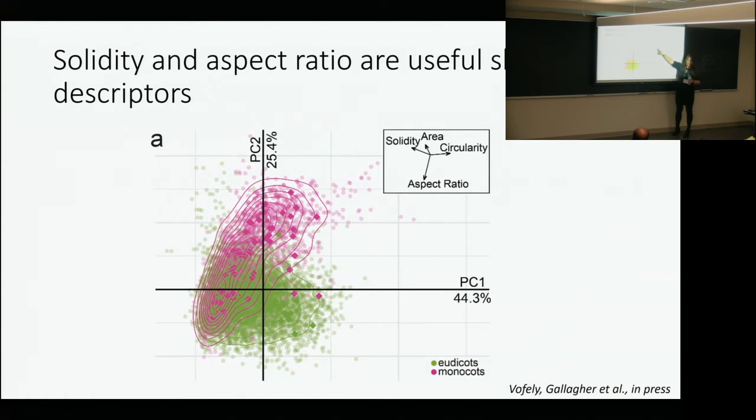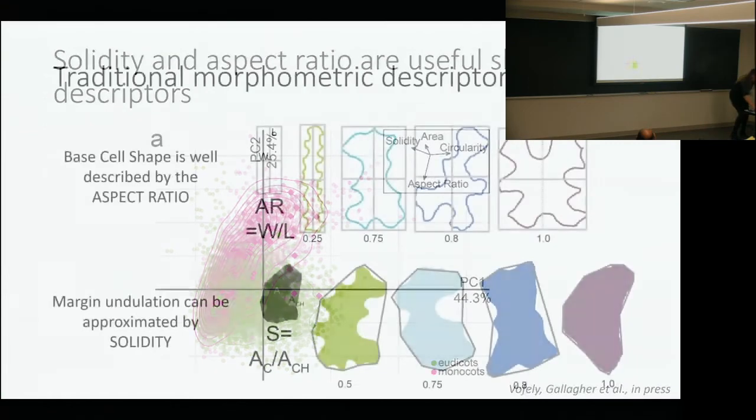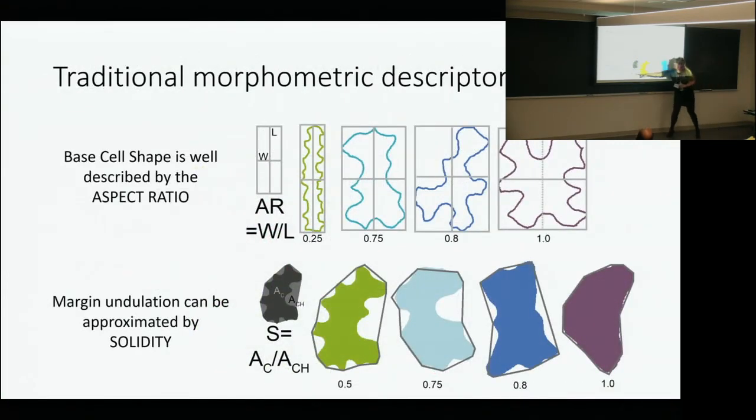Does that make sense? I'm trying to understand what you mean by solidity. So the solidity here is the area of the convex hull divided by the area of the cell. The other way. The area of the cell, sorry, divided by the convex hull. Yeah.